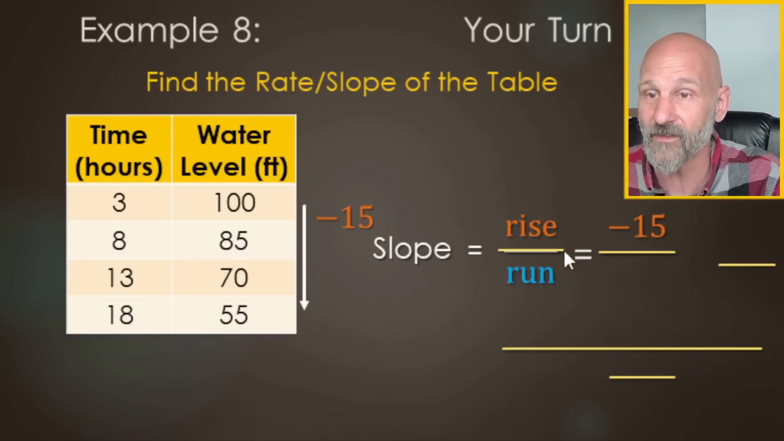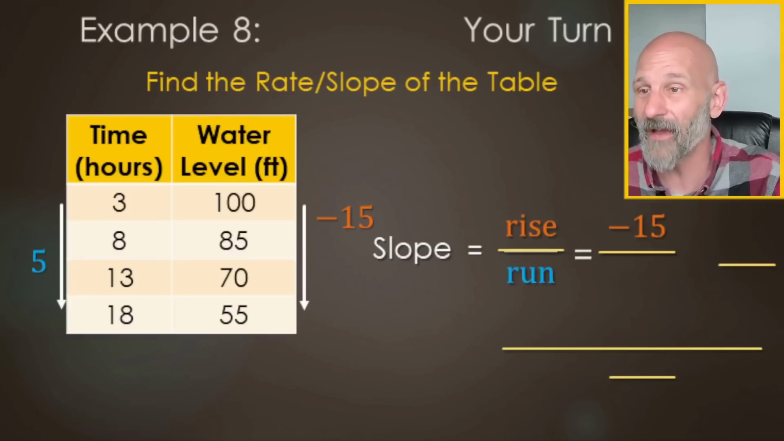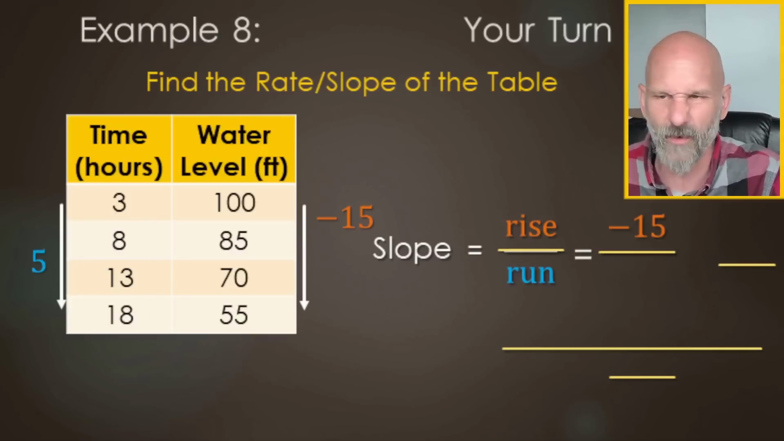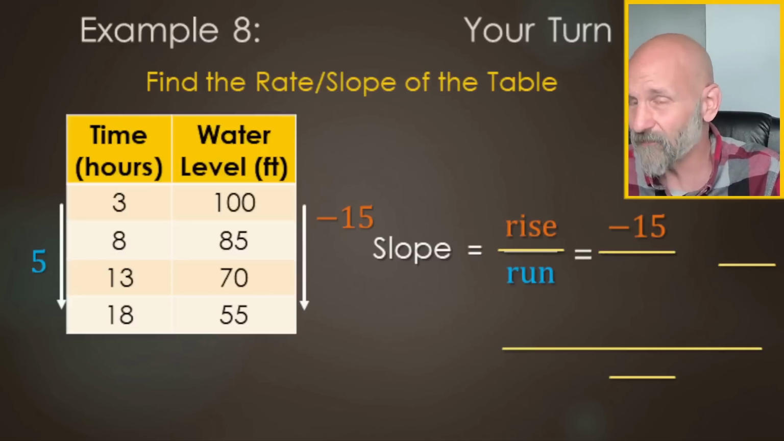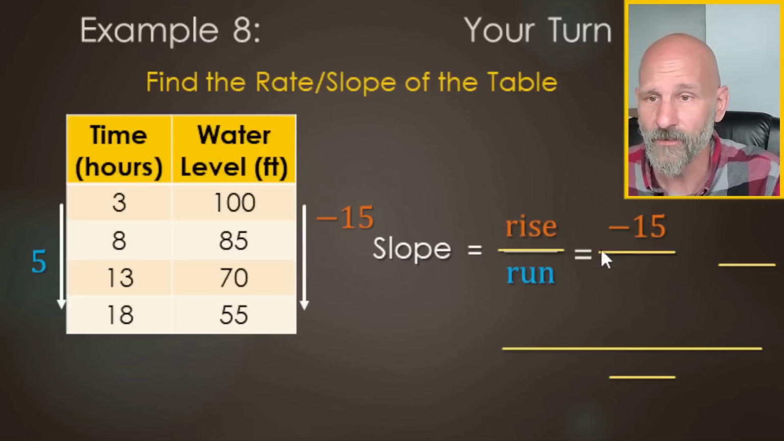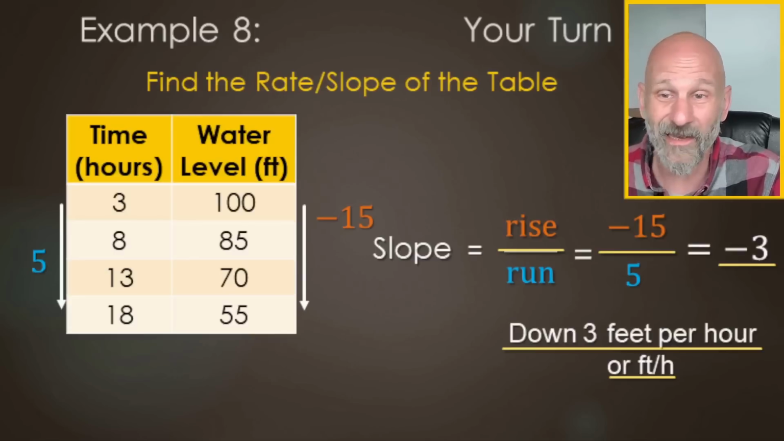Now we look at the x's for the run. So from top to bottom, 3 to 8 to 13 to 18, that's adding 5 each time. And again, you can use subtraction, 3 minus 8, if you struggle finding those numbers there. So the run, the x's are going by 5. So y's are going down by 15. X's are going up by 5s. 5 does divide evenly into 15, so we can go ahead and do that division. So that's going to equal a negative 3.